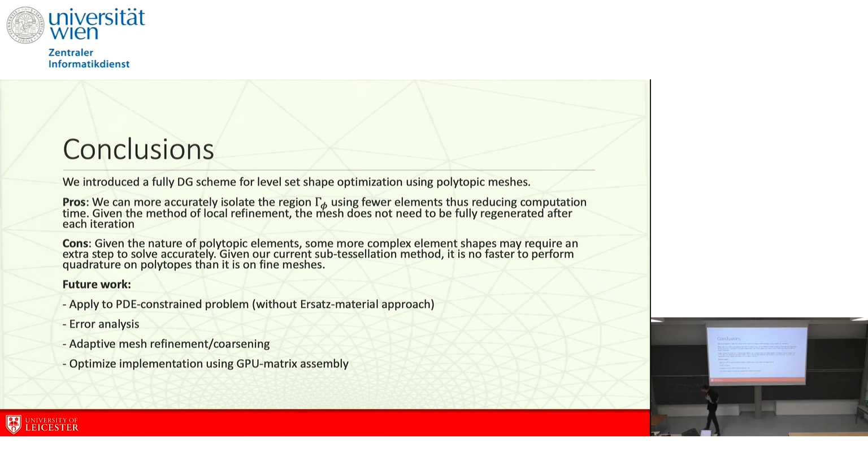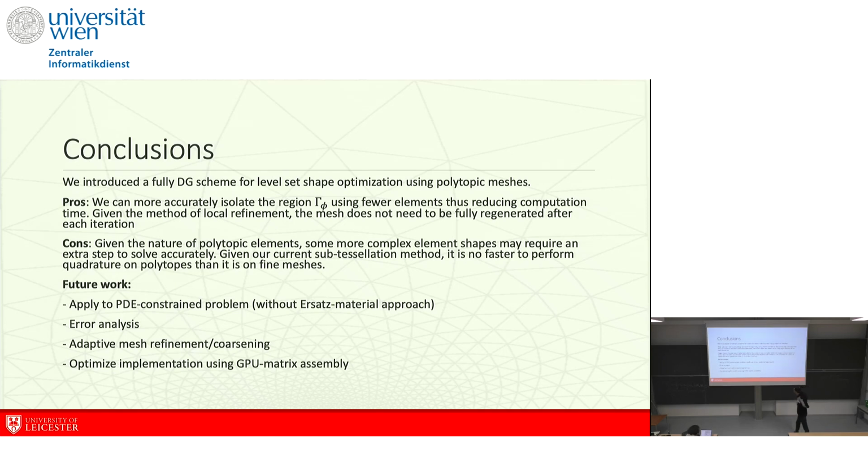The cons, I'd say, I didn't go through this, but if a polytopic element is too crazy, let's say, very concave, then the method requires an extra step in order to solve accurately. And the other problem currently is that given the method that we use for subtessellation, it is currently no faster to perform quadrature on the polytopic elements than it is on a regular simplex.